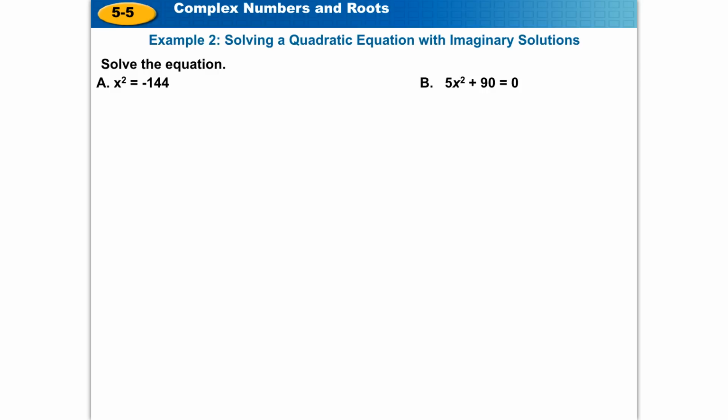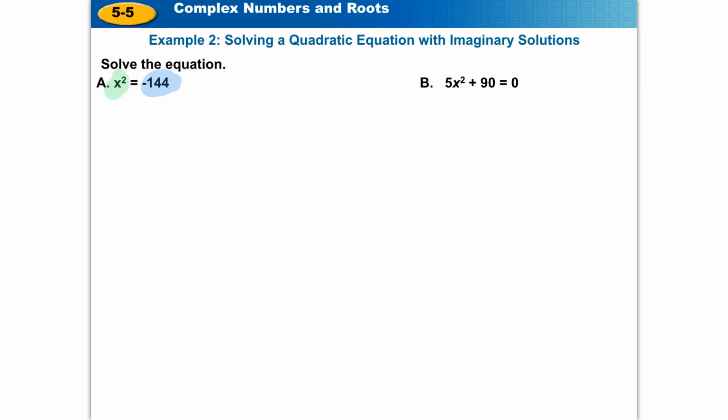Alright, so these problems are going to be very similar to the ones before. The only difference here is instead of just straight simplifying, we're going to solve. And because there's no b term in any of these problems, that's why I'm going to put all the numbers on one side and then square root. So the first one's already set up for us. We've got x squared by itself, and we've got the number on the other side by itself, and we're just going to square root both sides.